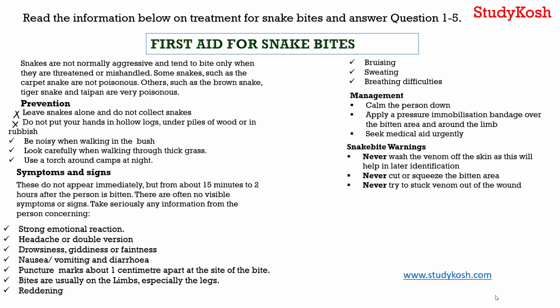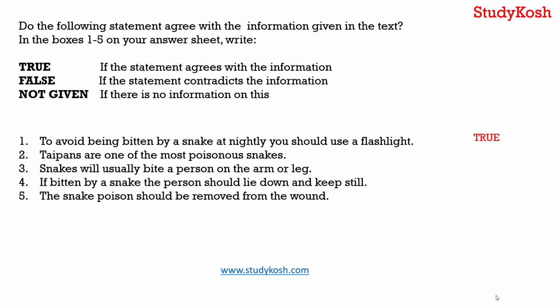Now our major keyword was flashlight. So flashlight can be in the form of any kind of source of light. And the other one was night. If you look in the points mentioned under prevention, you can find both the keywords. We are given the keyword torch in place of flashlight and night as it is. So this information is present in the passage. So students, what is our answer? Our answer to the question is, to avoid being bitten by a snake at night, you should use a flashlight. This statement agrees with the information, so our answer is true.